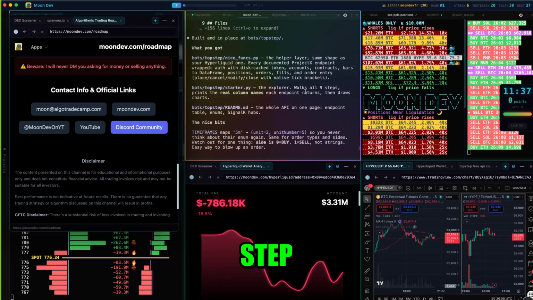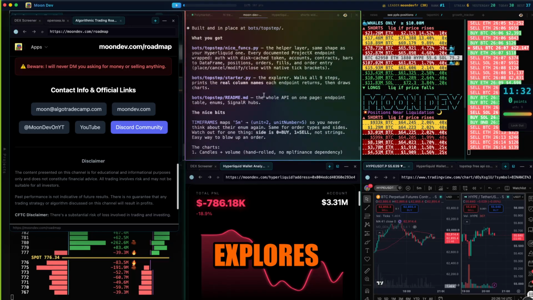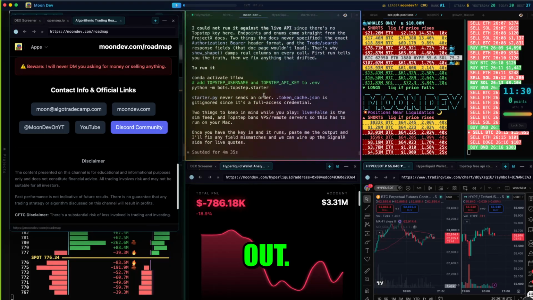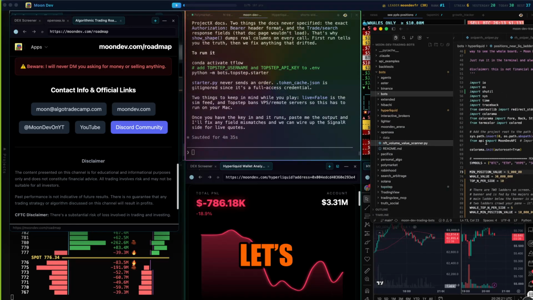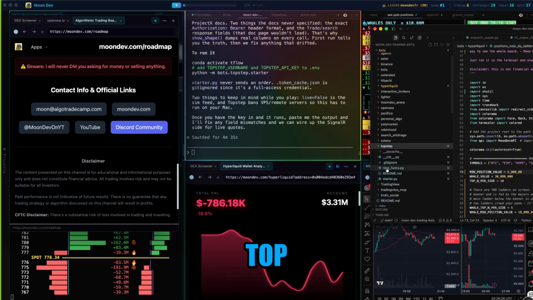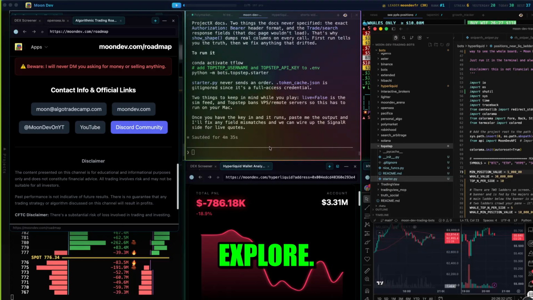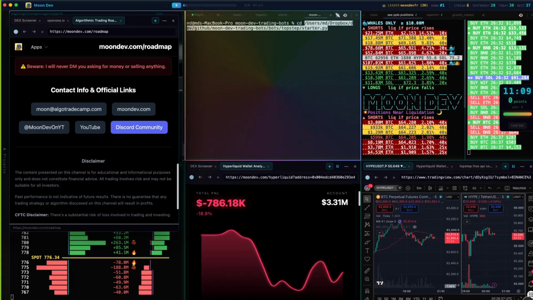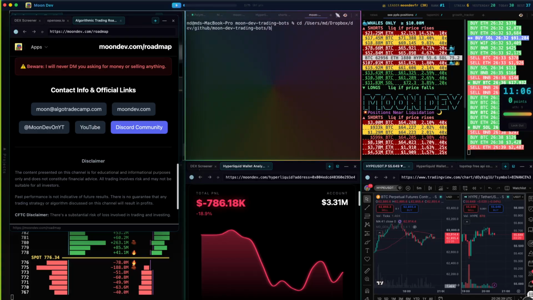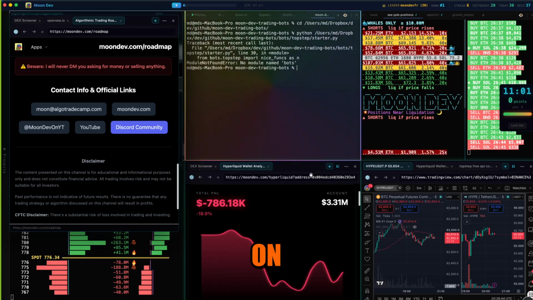Built it and put in TopStep here, the helper layer, the same shape as your Hyperliquid one. Okay, starter explores it. Let's go ahead and check it out. Let's go to open in Cursor. Let's go to TopStep here. Okay, TopStep, and this will be starter.py, copy path. Just kind of want to explore. cd, Python, run it. Starter.py.